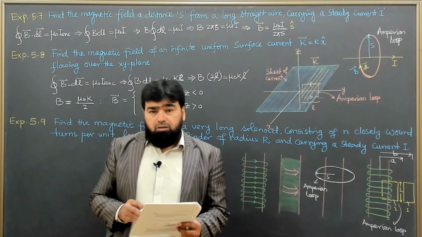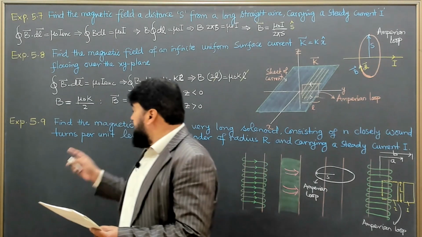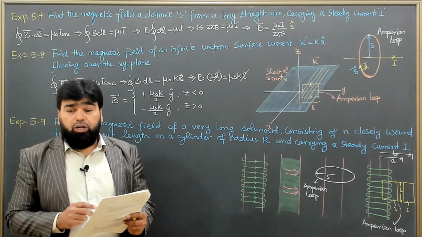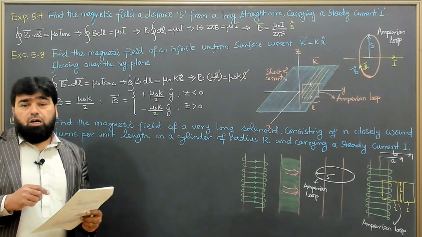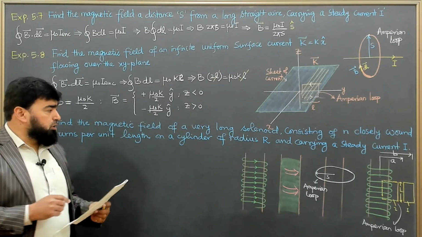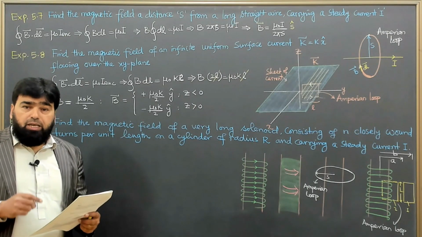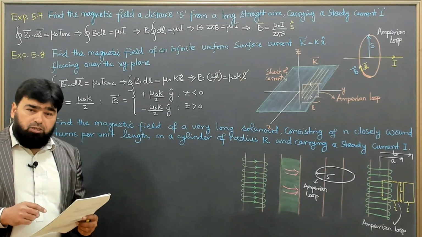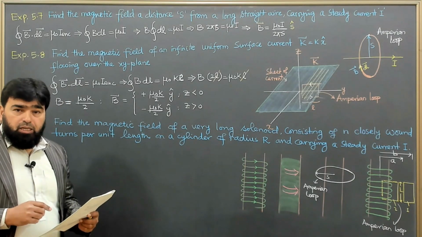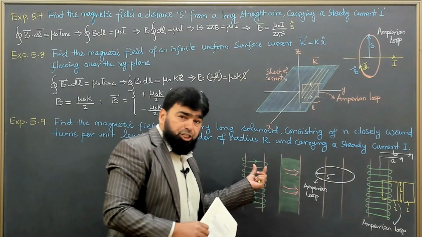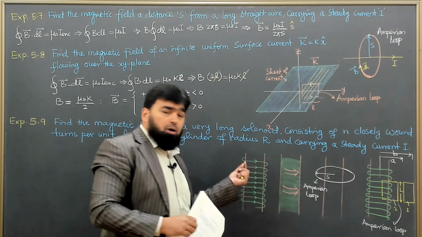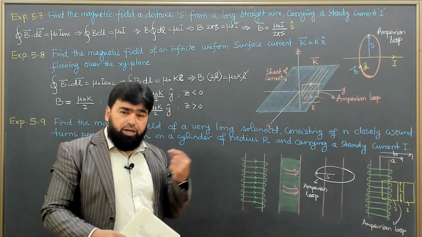Now let's solve example 5.9. In example 5.9 we have been given a solenoid and we are supposed to find the magnetic field inside and outside of this solenoid. A solenoid is a cylindrical shape, and on top of it we have a winding.